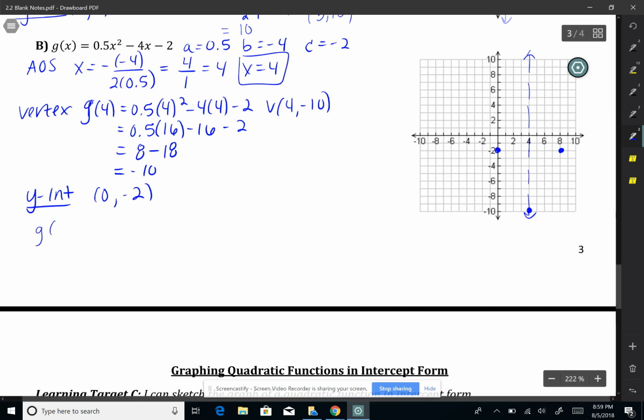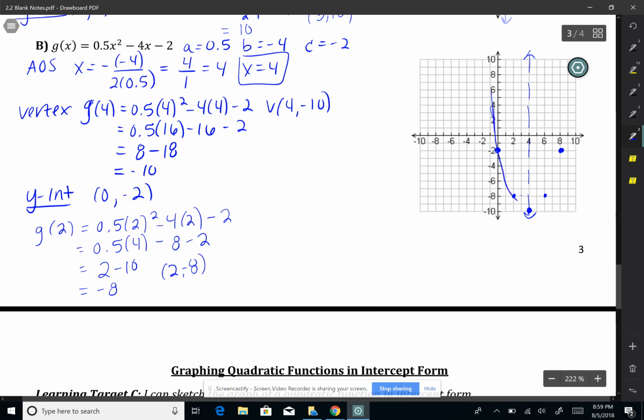I'm just going to plug in 2, g of 2, 0.5 times 2 squared minus 4 times 2 minus 2. 0.5 times 2 squared is 4? No: 2 squared is 4, times 0.5 is 2. 4 times 2 is 8, so I have minus 8, then minus 2. Negative 8 minus 2 is negative 10, and 2 minus 10 is negative 8. So an additional point that I just found is 2, negative 8. If I go plot that, that's down here. Reflect that 2 units across the axis of symmetry, so 2 units on the other side gives me another point. And I can graph my parabola.